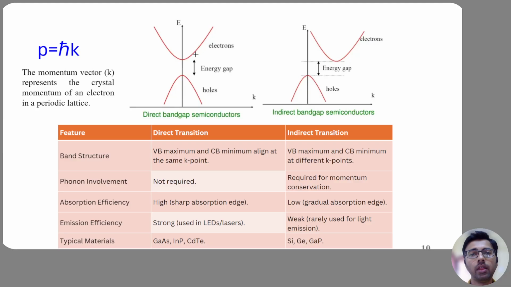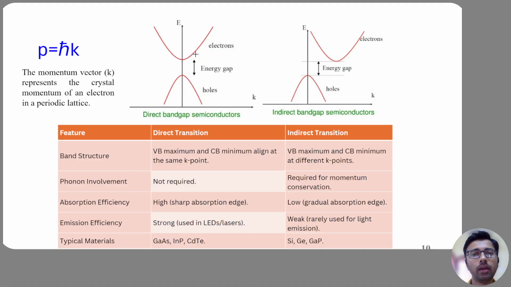Let us begin with the energy versus momentum diagram, commonly called the E-K diagram. In this diagram, the vertical axis represents energy and the horizontal axis represents momentum. The quantity K, that is momentum, denotes the crystal momentum of an electron moving inside a periodic lattice. The physical momentum P is related to the crystal momentum by P is equal to h cut K.